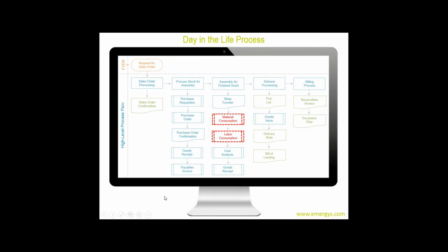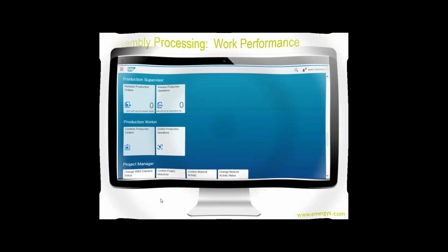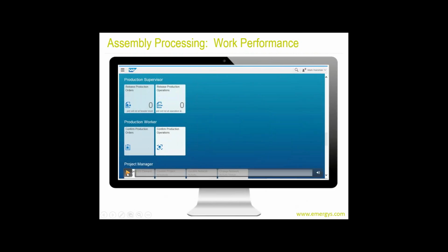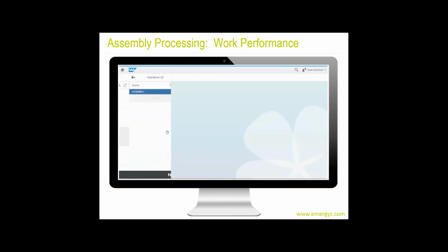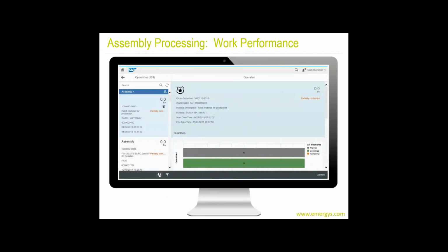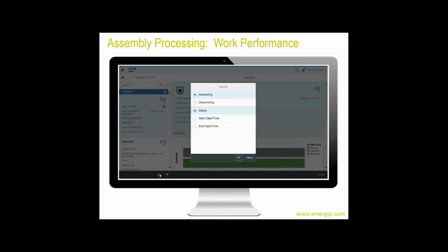And then I believe the final thing we're going to do is look at consumption of labor and material. And what we're going to do is we're actually going to backflush some material and labor for the entire order. We can do this at the operation level.